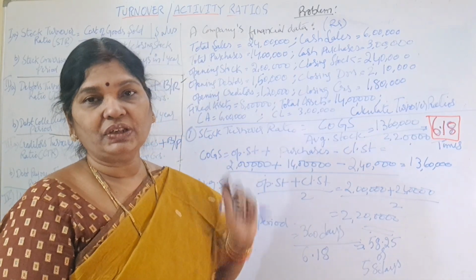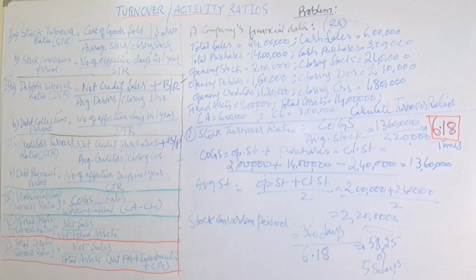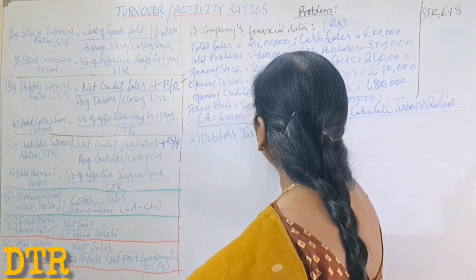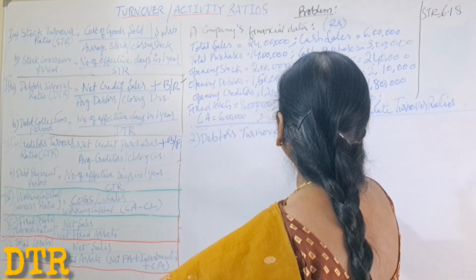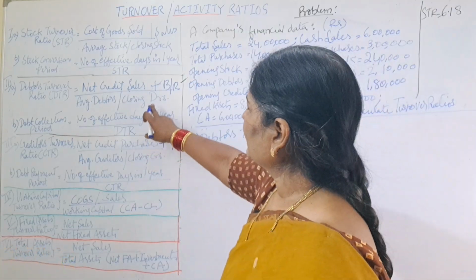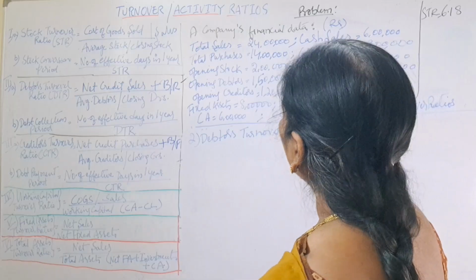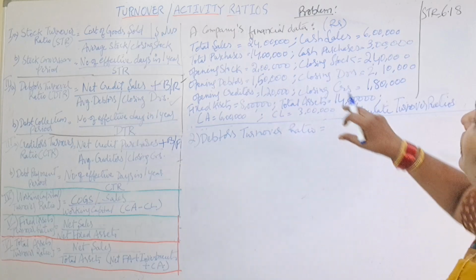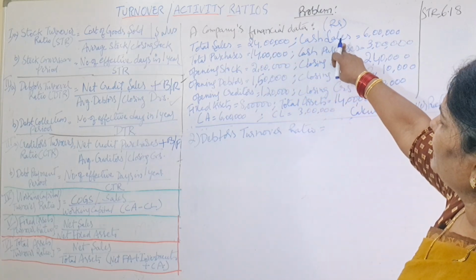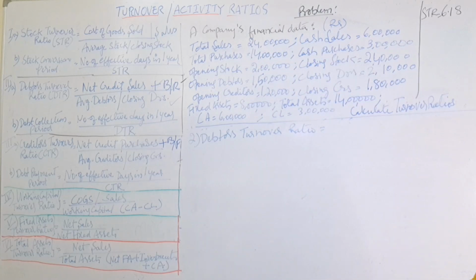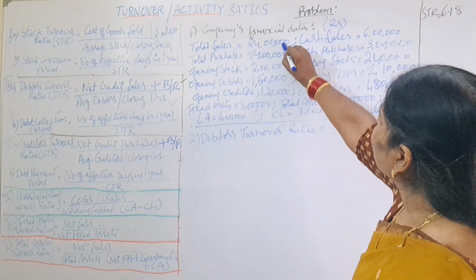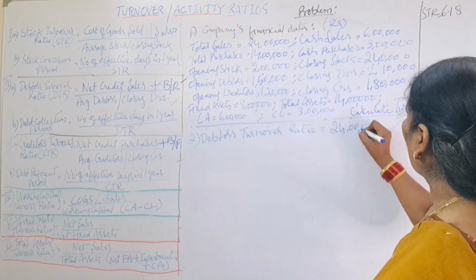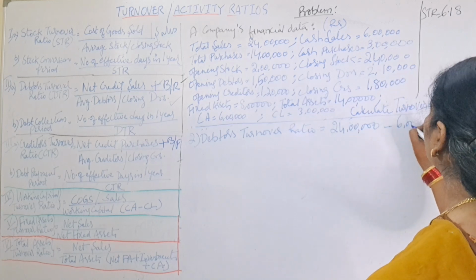Next we will do debtors turnover ratio. So take screenshot. Debtors turnover ratio. What's the formula for debtors turnover ratio? Net credit sales by average debtors or closing debtors. Do we have net credit sales here? Net credit sales means total sales minus cash sales. Do we have sales returns? No, we don't have. So our total sales amount is 24 lakhs. From that you deduct 6 lakhs. So 24 lakhs minus 6 lakhs.